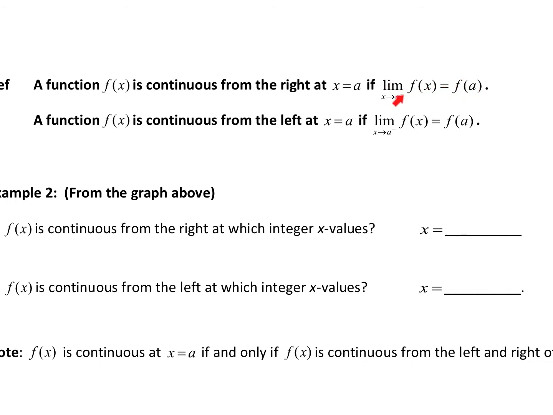So continuity was just saying the limit of f of x as x approaches a. But here, they add a little plus. So this is right continuous, which means you only look at the right-hand side limit. And same for the left. There's a little negative sign. So you're only looking at the limit from the left-hand side.